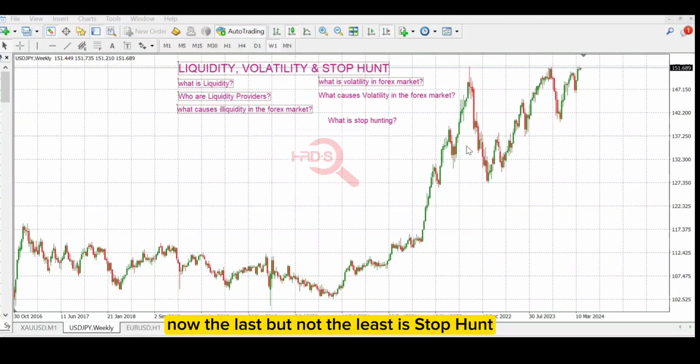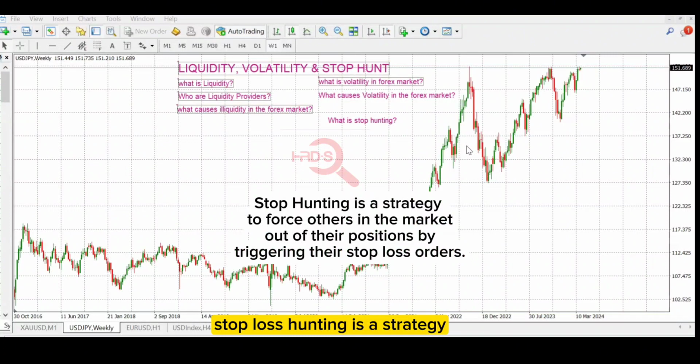Now, the last but not the least is stop hunt. By stop hunt, we simply mean stop loss hunting. You know who a hunter is. A hunter is anyone who is there in the bush looking for meat to catch. So, what does it mean when your stop loss has been hunted? And who hunts your stop loss? Stop loss hunting is a strategy to force others in the market out of their positions by triggering their what?